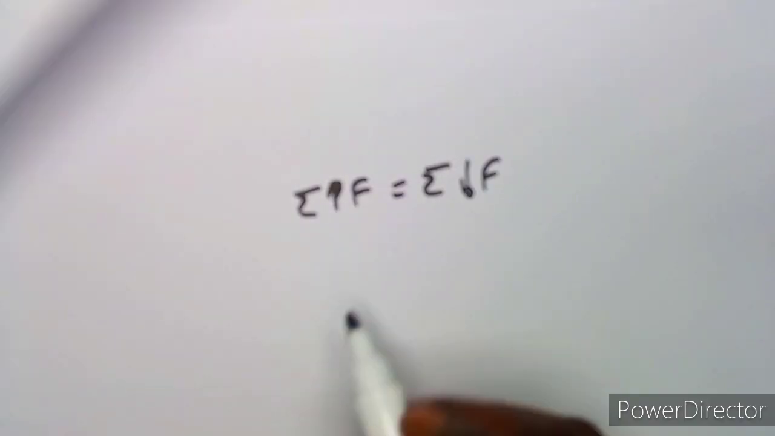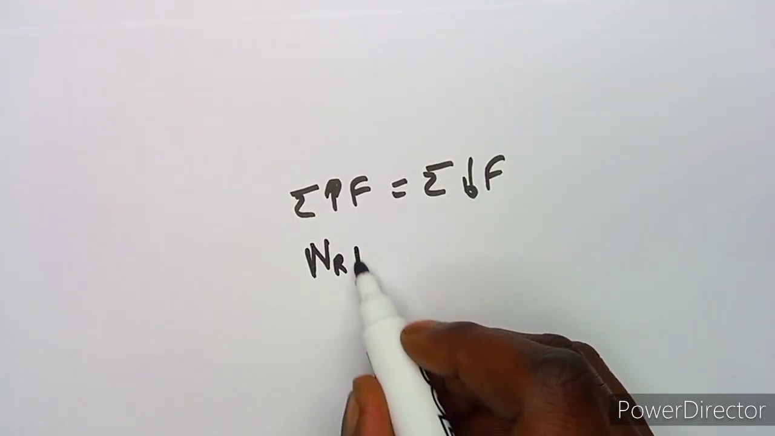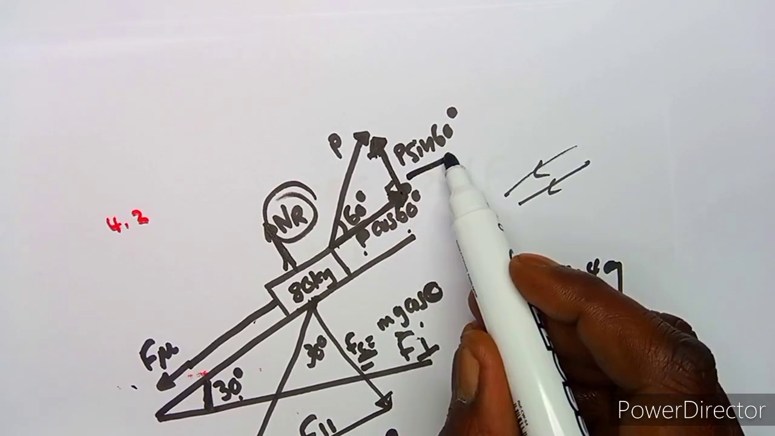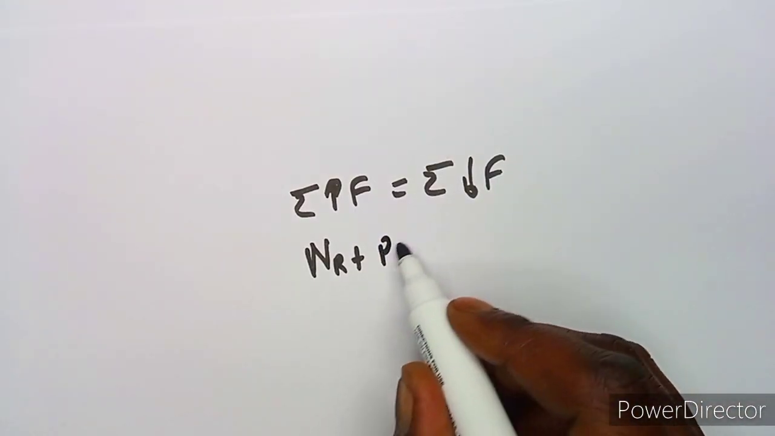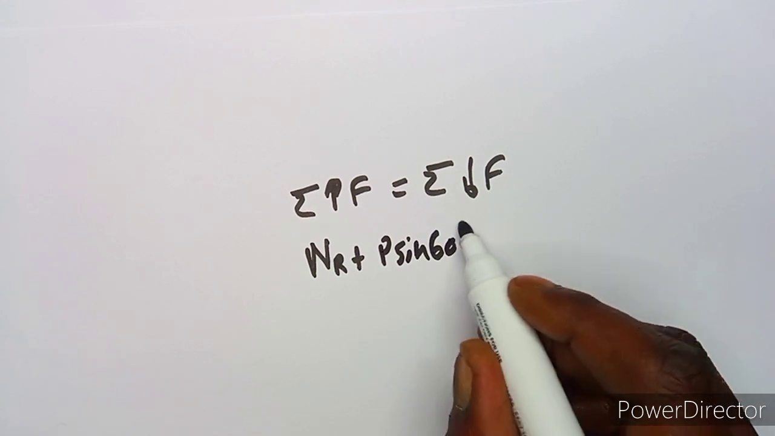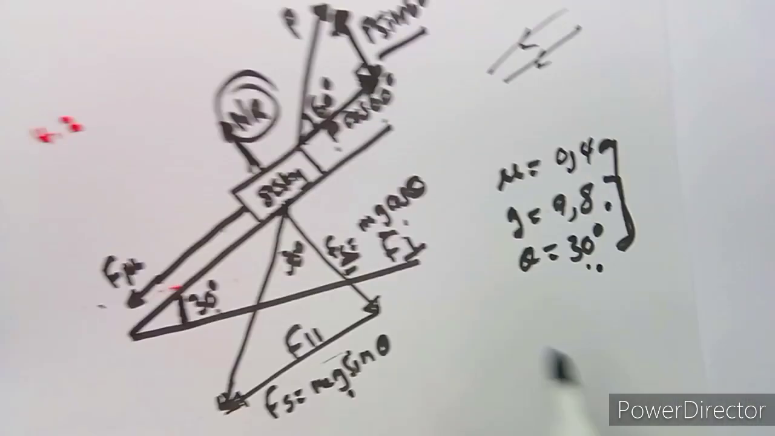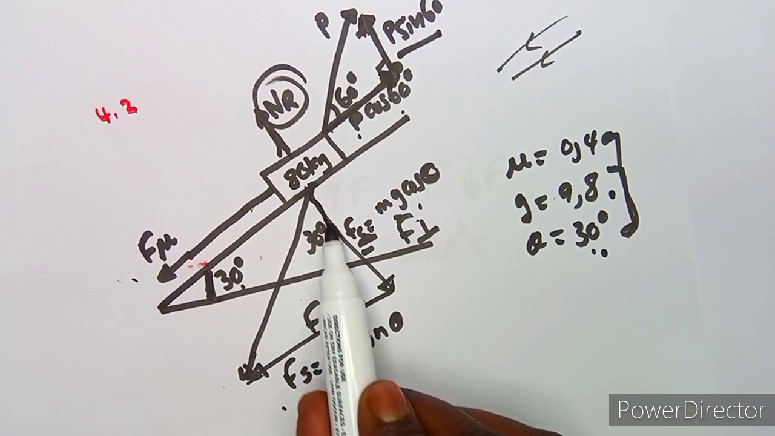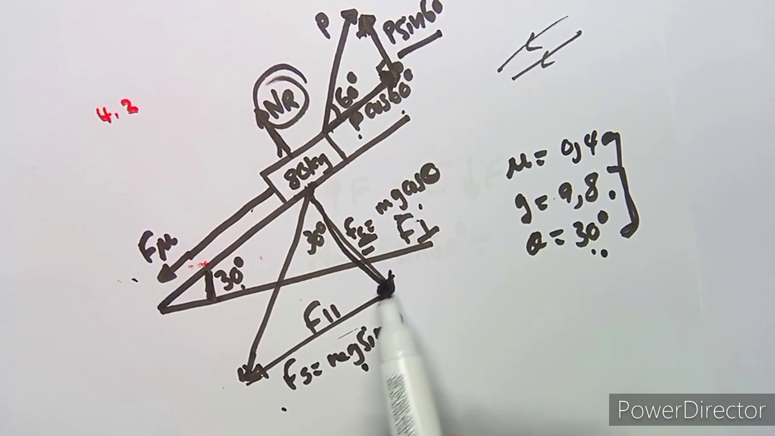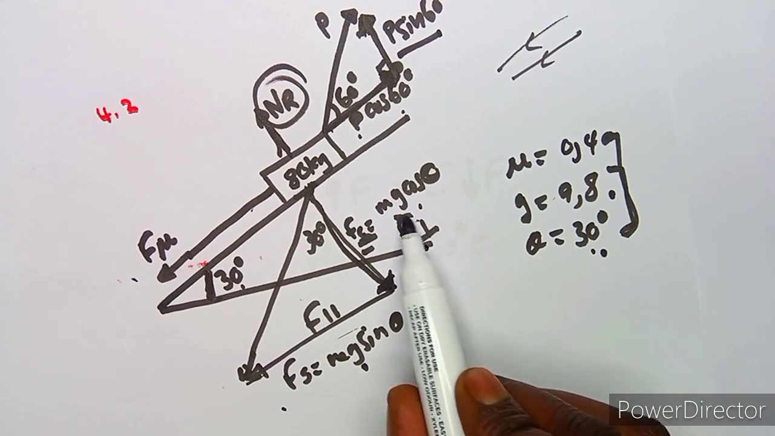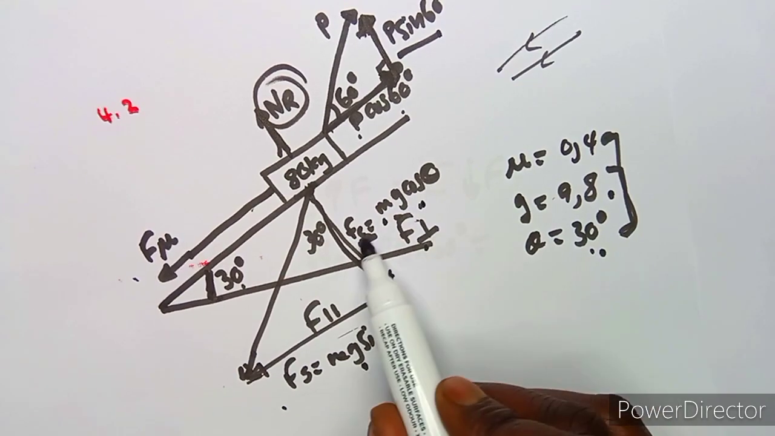So we've got our normal reaction plus P sine 60 degrees, which is equivalent to F down, those which are going downwards. We only have the perpendicular component, which is your mg cos theta, which is your FC or your F perpendicular.